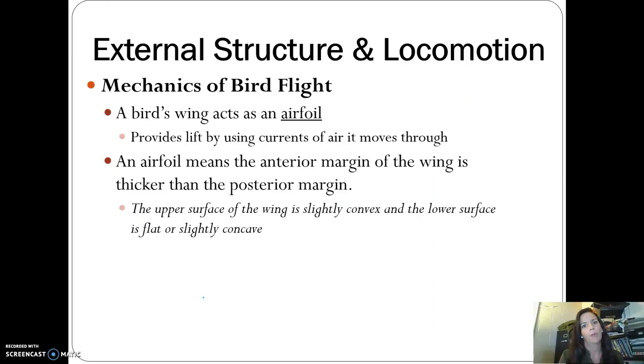So the mechanics of bird flight: if you know anything about airplanes and how wings on a plane work, it's kind of similar. The bird's wings act as an airfoil, and this provides lift because the currents move through it and lift the bird as it goes. It means that the anterior or front margin of the wing is thicker than the posterior margin, and this helps with that lift.